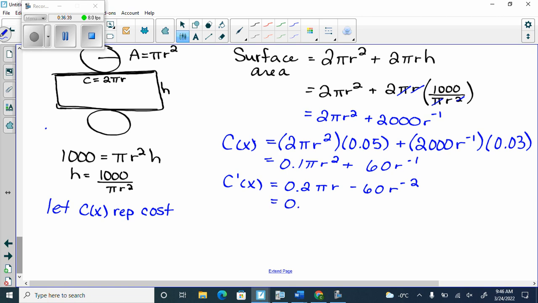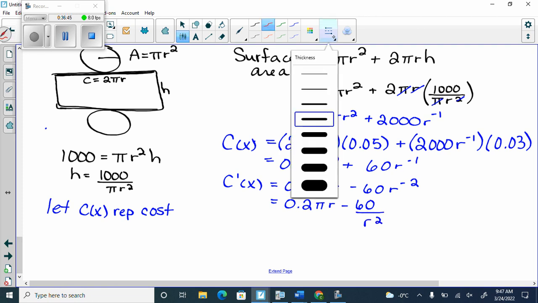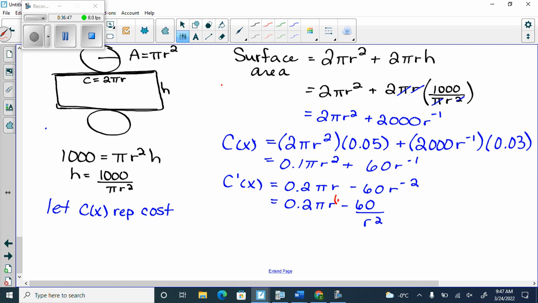So I'm going to go 0.2 pi r minus 60 over r squared. And then I'm going to multiply this one by r squared over r squared. So I'm going to get 0.2 pi r cubed minus 60 over r squared. It's easier to get critical numbers if you have the entire numerator over the entire denominator. And we're going to have that equal to 0.